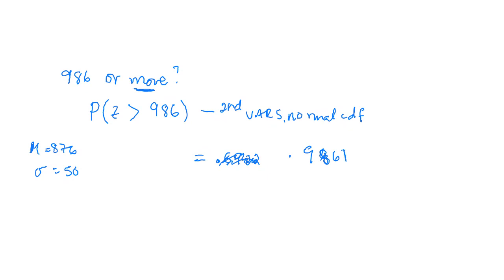But this is greater than. So don't forget to subtract 1. So 1 minus your area, that's 0.9861, because you have to use the complement rule. So we have 1 minus 0.9861. We have 0.0139 or 1.39%. Got it.